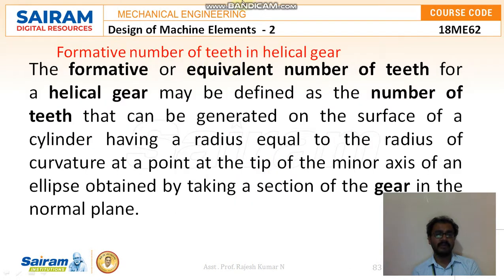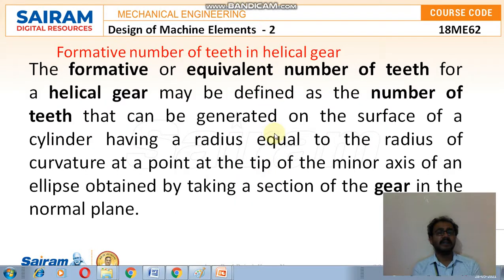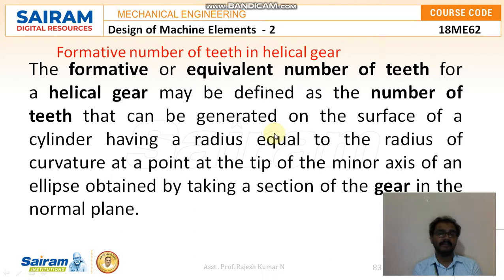Then we have the concept of the formative number of teeth in a helical gear. The formative or equivalent number of teeth for a helical gear may be defined as the number of teeth that can be generated on the surface of a cylinder having a radius equal to the radius of curvature at a point at the tip of the minor axis of an ellipse obtained by taking a section of the gear in the normal plane.